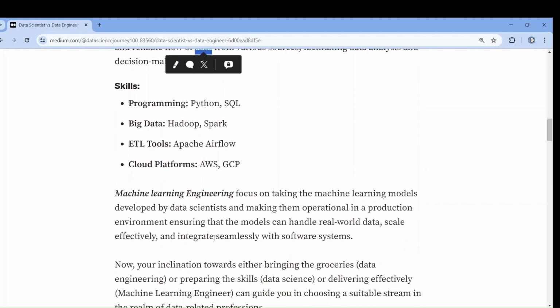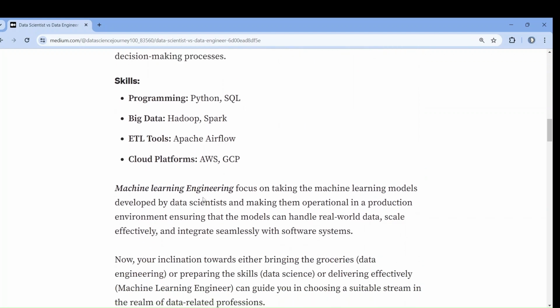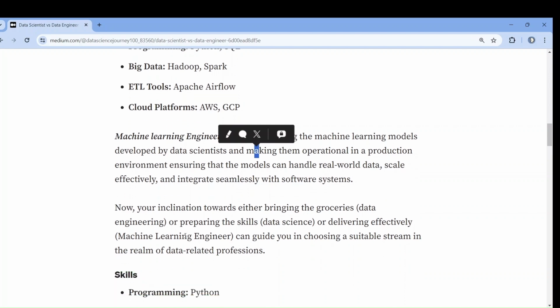Okay. Next one is machine learning engineer. Machine learning engineer mainly focuses on making the models operational in a production environment and ensures that the models can handle real world data, scale effectively, and integrate seamlessly with software systems. Okay, so they deploy those models developed by data scientists and ensure that the models can perform perfectly. Okay, so that is the job of machine learning engineer. That is what you are performing, serving to people and also making sure that everyone is served properly. Okay, so these are the simple differences.